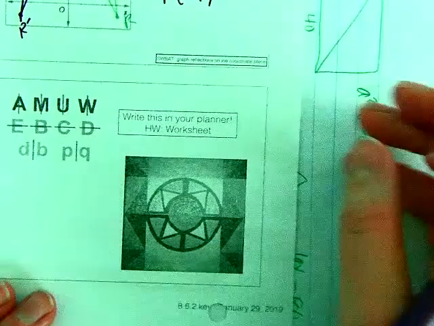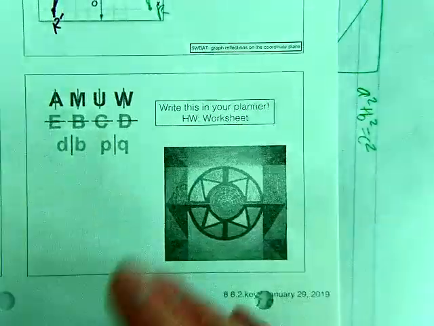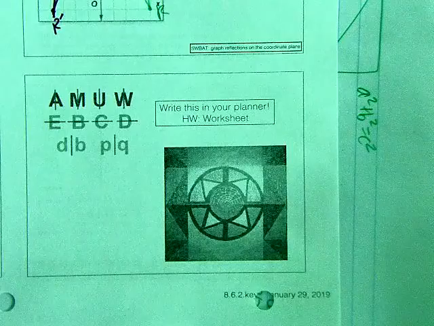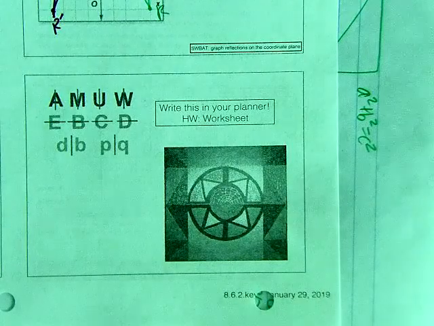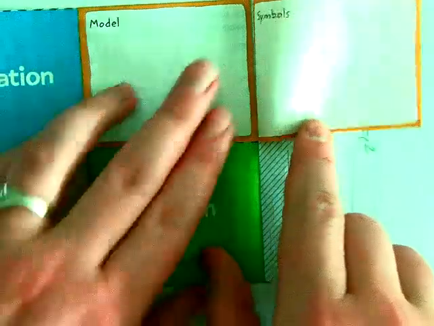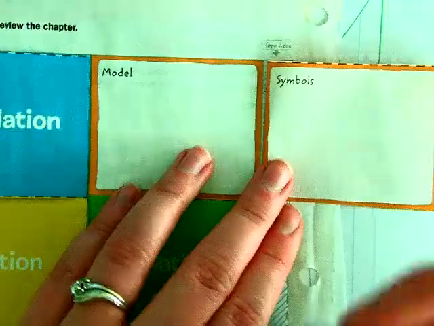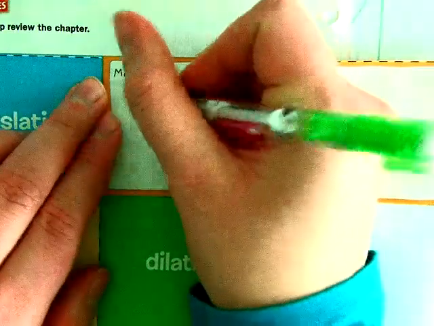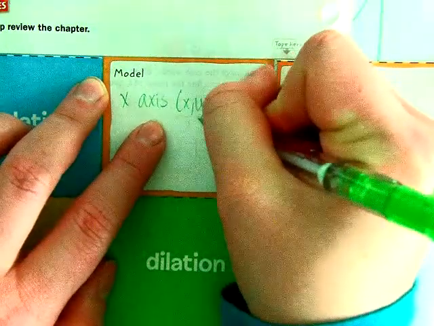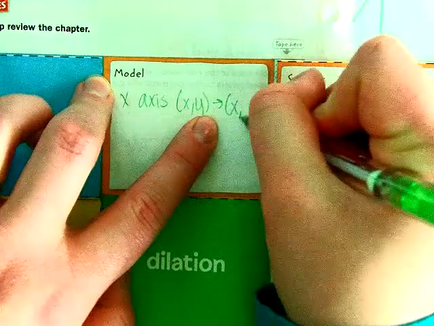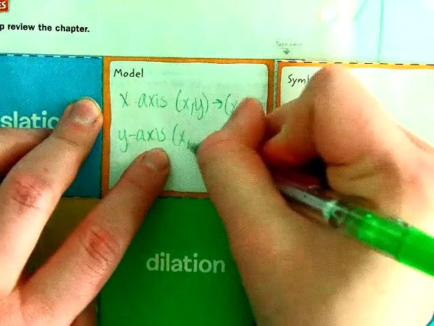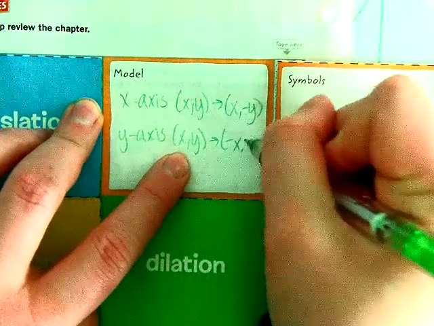Here's a couple pictures, some cool reflections, letters in the alphabet that have reflections. This is a design, a mosaic, probably the floor or ceiling of some building. Has some cool reflections. We're going to add reflection to our foldable that we were doing the other day. So model it. I would use algebra and just say that for the x-axis, regular (x, y) becomes (x, -y). For the y-axis, we go from (x, y) to (-x, y).